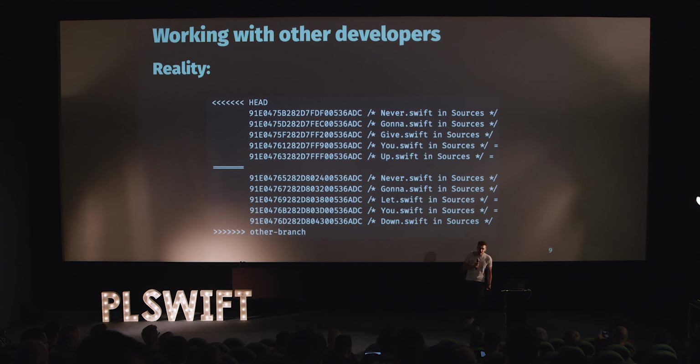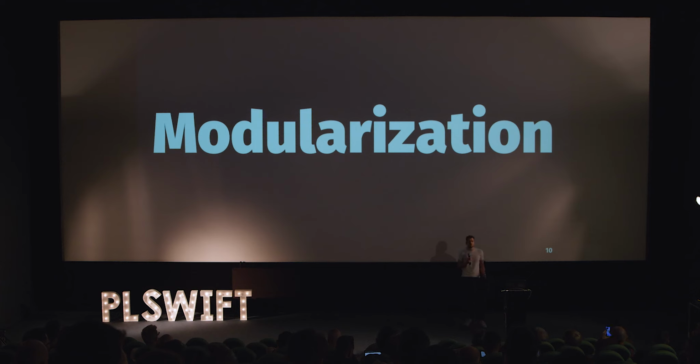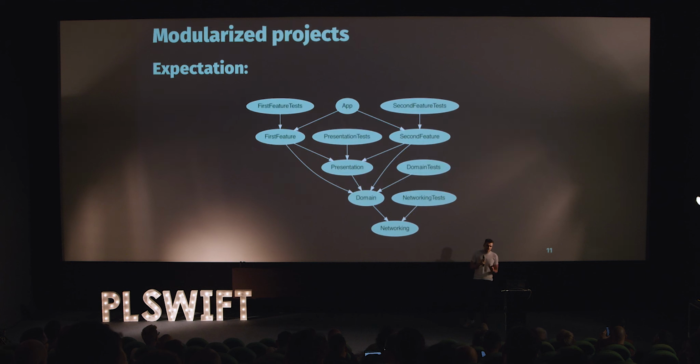And as merge conflicts are unavoidable in our code, why would we want them in our project? So we want to find a solution for that. The next problem we have is related to modularization. When you think about modularization of your project, you think about something like that, a nice structure of modules related to each other, using each other.